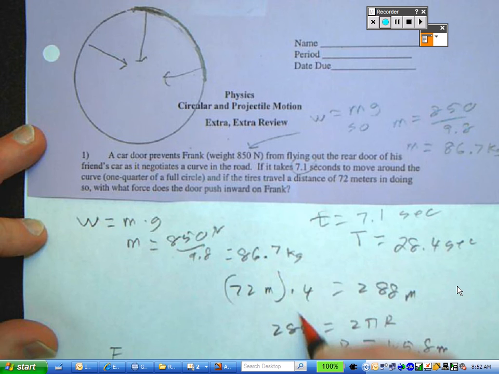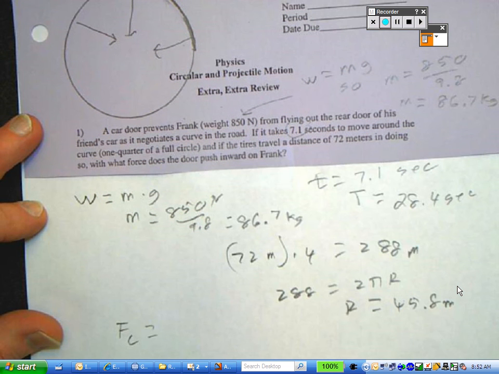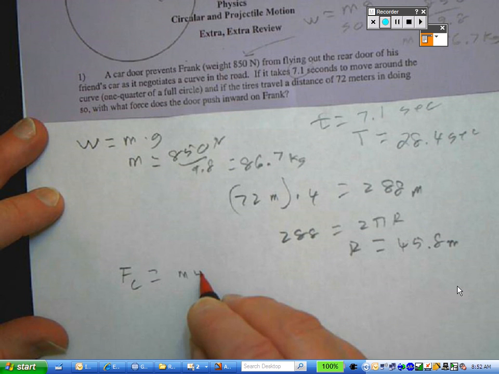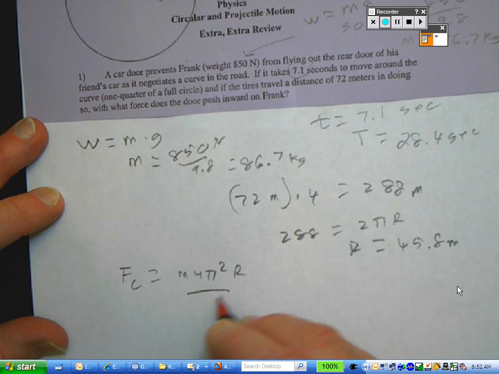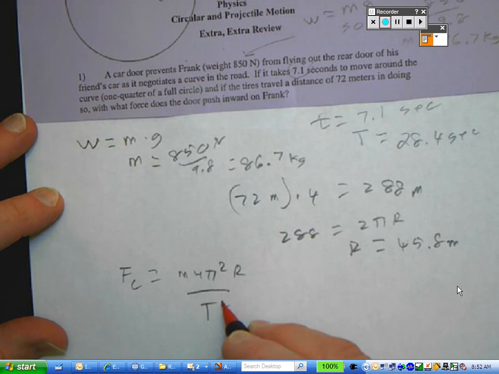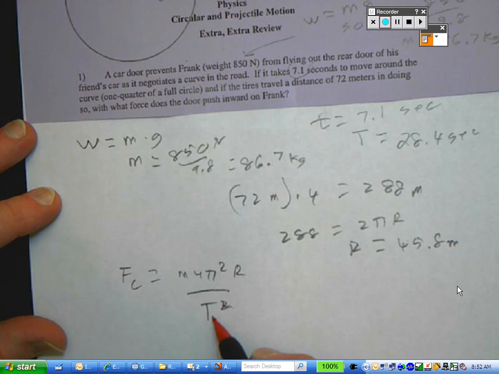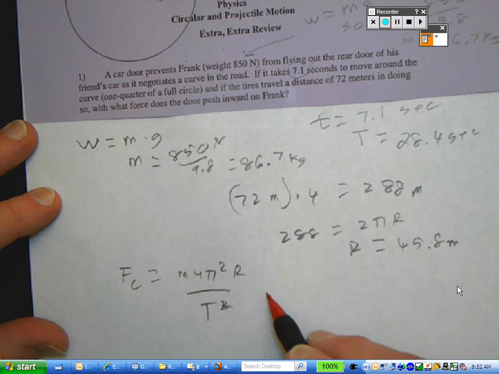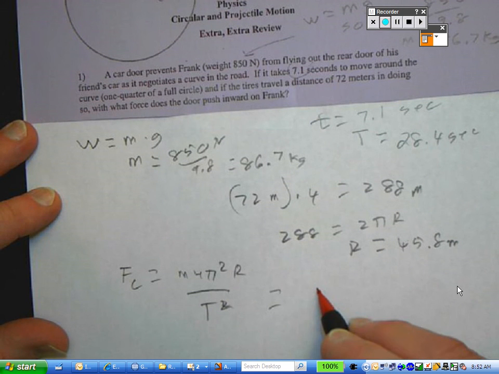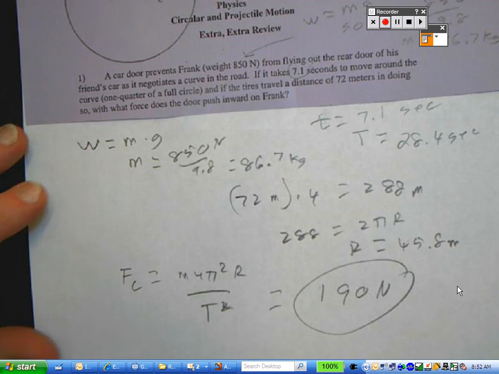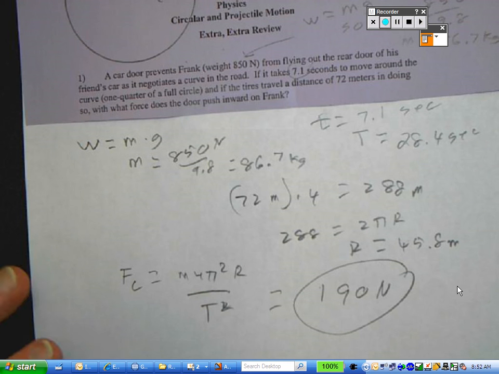And the centripetal force formula that has T as well as R is m 4 pi squared r over t squared. Now remember, the most common error in this circumstance is to forget to square the t. So remember to do that. We have all the other units properly placed, and you get about 190 newtons as the solution to that. So that's number 1. How about let's look at one other problem.